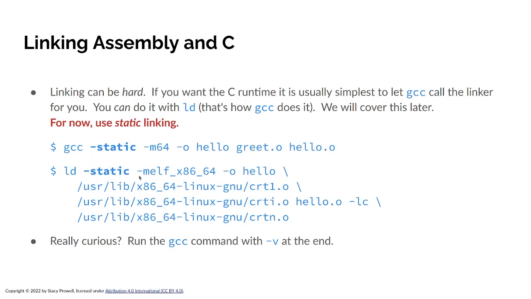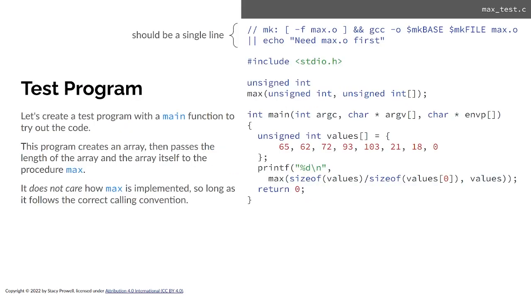Down here, I can do the same thing with LD, but I have to include parts of the C runtime. CRT is the C runtime, and it has several different little pieces that have to be linked in order, and the C standard library needs to be linked in as well. If you're curious about what GCC does for a particular program, run it with -v and be prepared for a lot of output. Linking is tricky. So here's a test program to test our little thing.